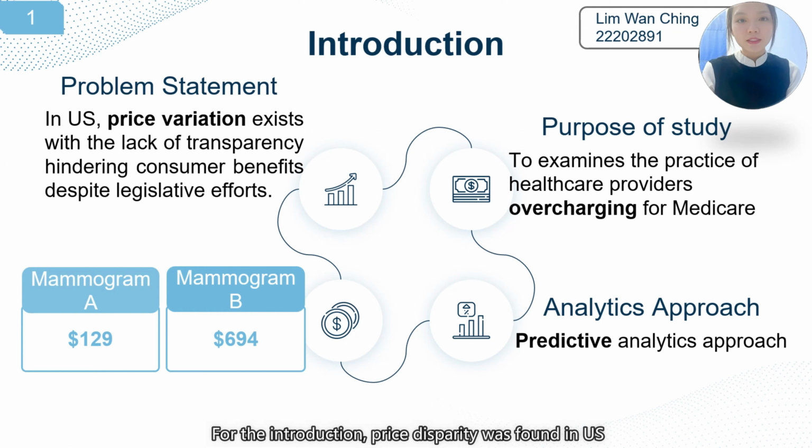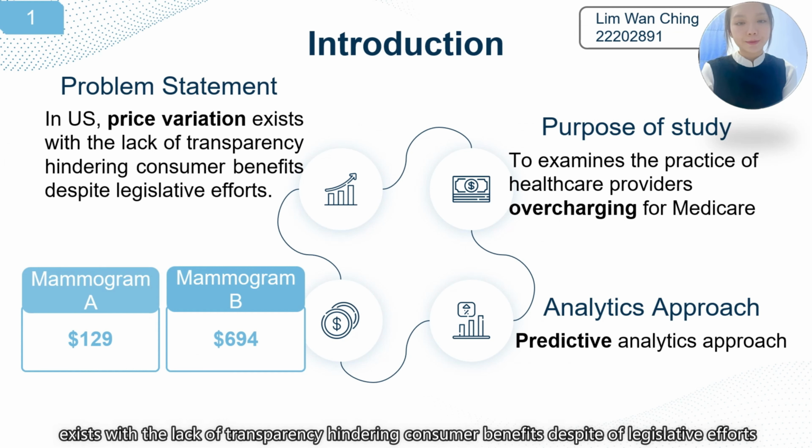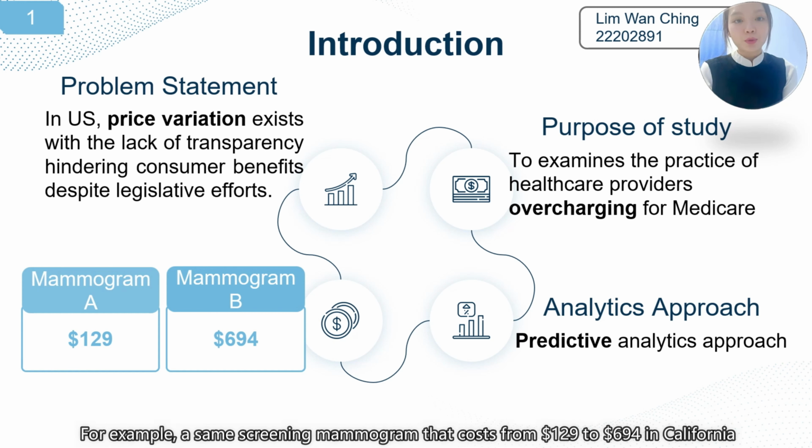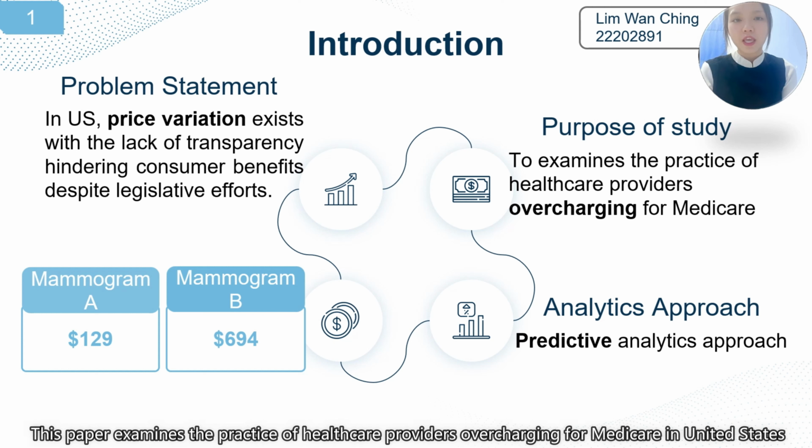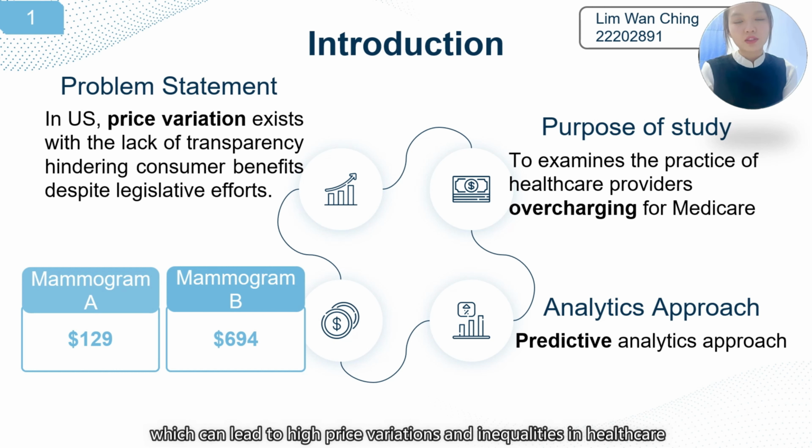For the introduction, price disparities were found in the US, with a lack of transparency hindering consumer benefits despite legislative efforts. For example, the same screening mammogram costs from $129 to $694 in California. This paper examines the practice of healthcare providers overcharging for Medicare in the US, which can lead to high price variation and inequities in healthcare. The analytic approach used in this paper was predictive methods.